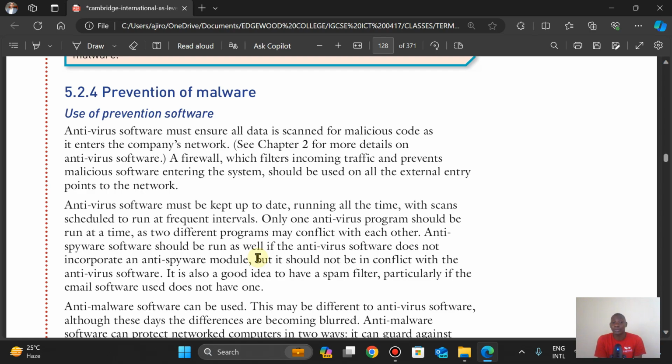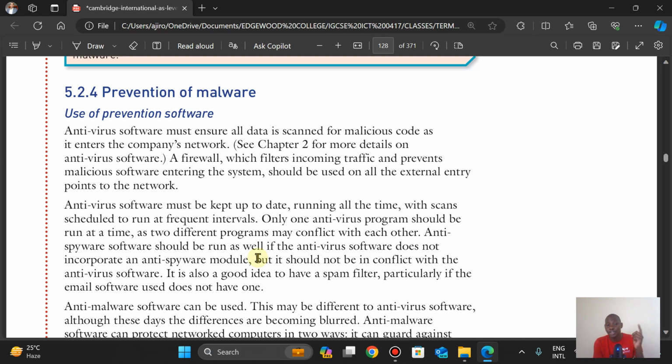So, firewalls filter incoming and outgoing traffic. Antiviruses, these are the preventions. So, filter is one. Two, antivirus software must be kept up to date and running at all times, which can be scheduled. You can schedule it maybe 3 times to run at frequent intervals. Only one antivirus program should be run at a time, as 2 different programs may conflict with each other. So you have to take note of that.